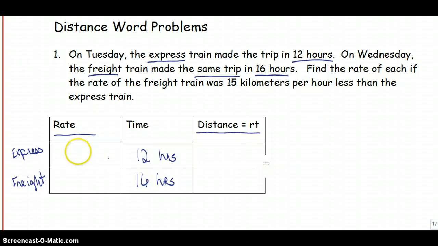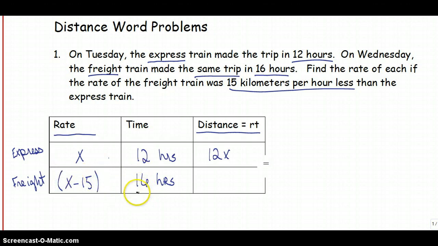So the express train, we're just going to say has a rate of x. The freight train is the express train's rate minus 15. Now right here it tells me distance is equal to rate times time. Oh look, I have a rate, I have a time. x times 12 is going to give me 12x. 16 times x minus 15. Remember, I'm going to have to distribute.